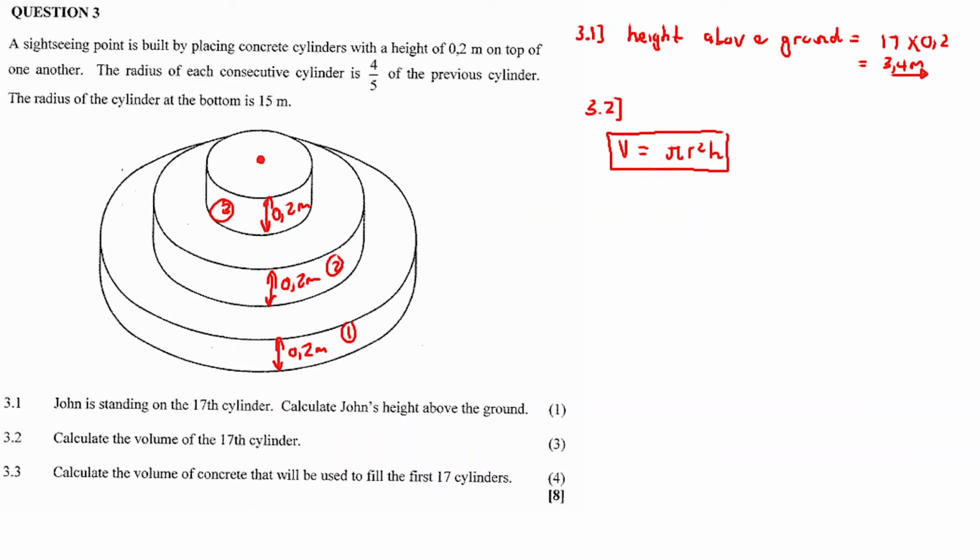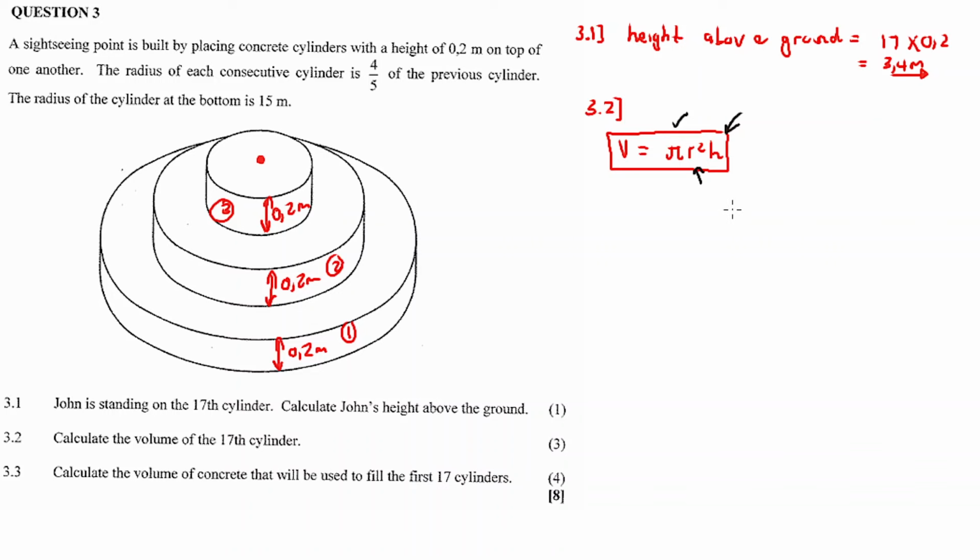So what we're going to do is get the volume. I do have pi. Pi is just 3.142. We are told to calculate that value. I also have the height of the 17th cylinder, which is 0.2. It's constant. The height is consistent throughout. Every cylinder has the same height. Now, the problem is the radius. What is the radius of the 17th cylinder?